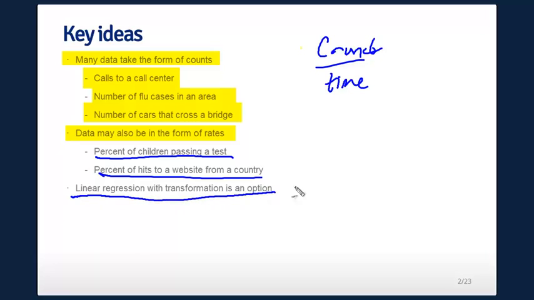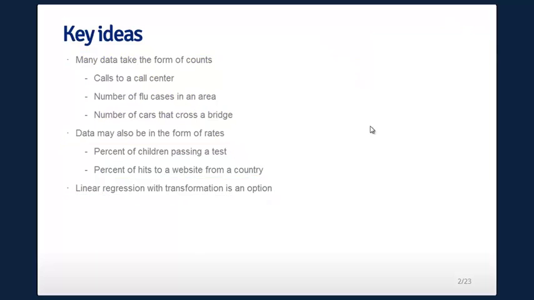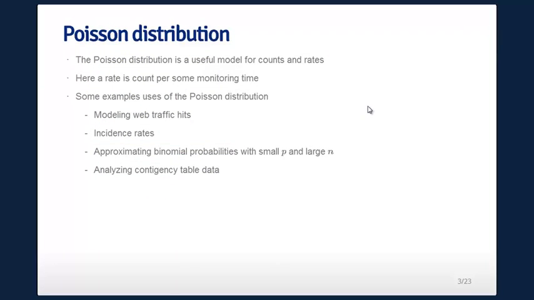Linear regression with transformation is an option, and we'll go over logging the outcome just because it's an important special case. So the Poisson distribution is a particularly useful distribution for modeling counts or rates. Here I'm defining a rate as a count per some monitoring time. So some examples of the Poisson distribution: web traffic hits, incidence rates in epidemiology, binomial type processes with small p and large n. And there's a huge use of Poisson models for analyzing contingency table data.